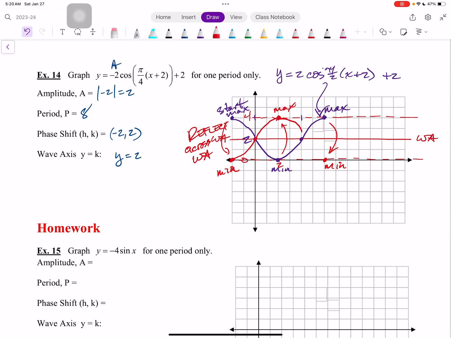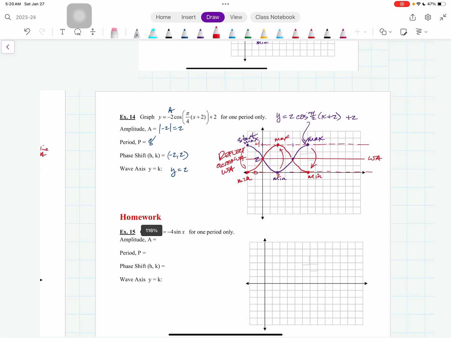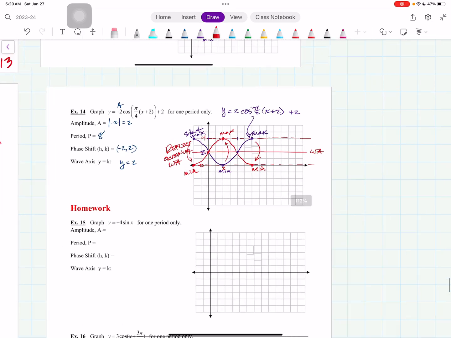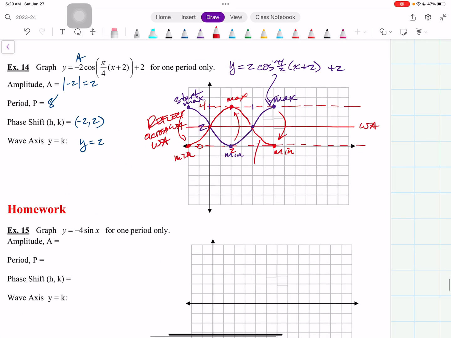Oop. Trying to put the sound effects in. There we go. And notice that's the same as what I have over here. Okay, different color, but the same thing. Okay, so the one in red is the actual function. Y is equal to negative 2 cosine of pi fourths of x plus 2, and then plus 2.